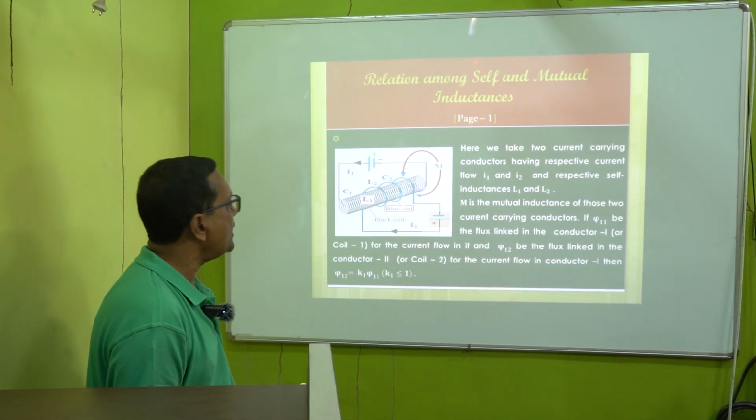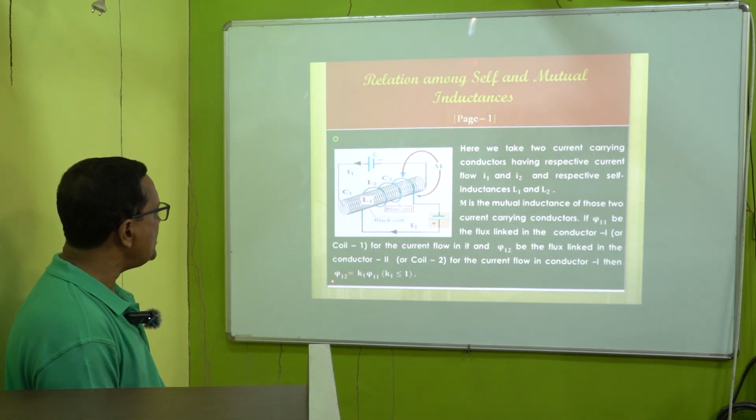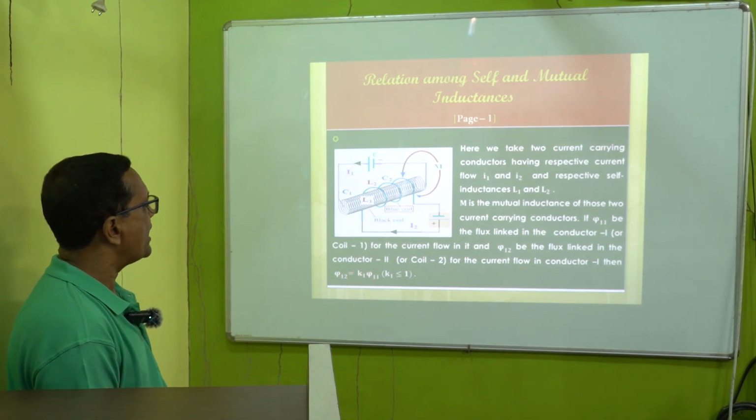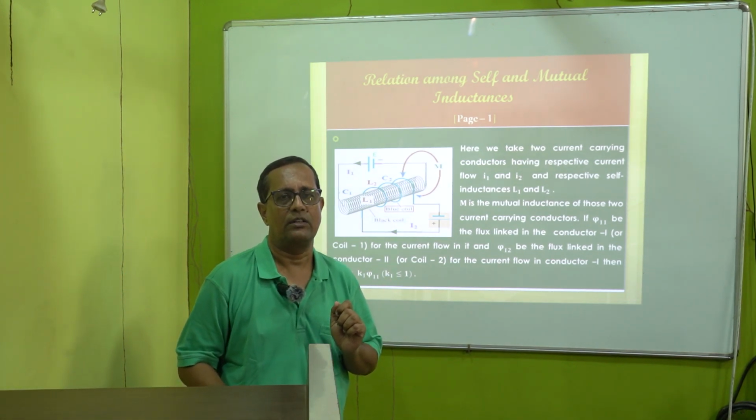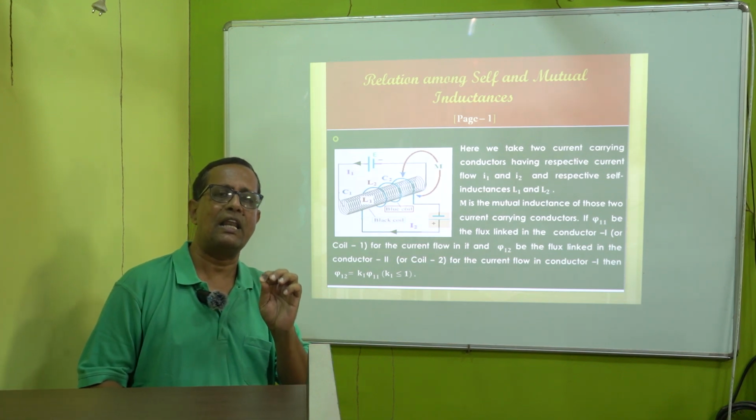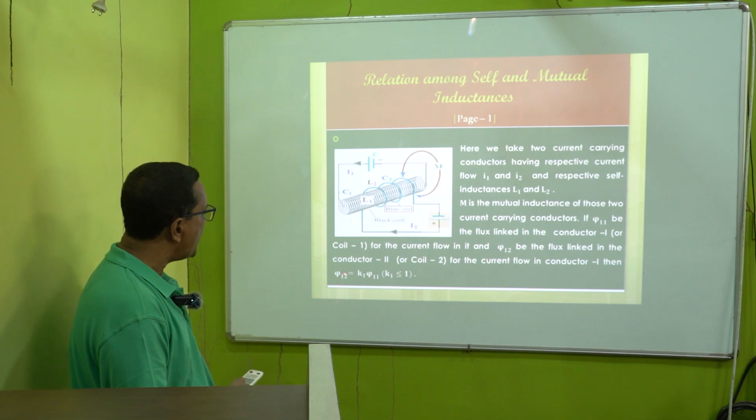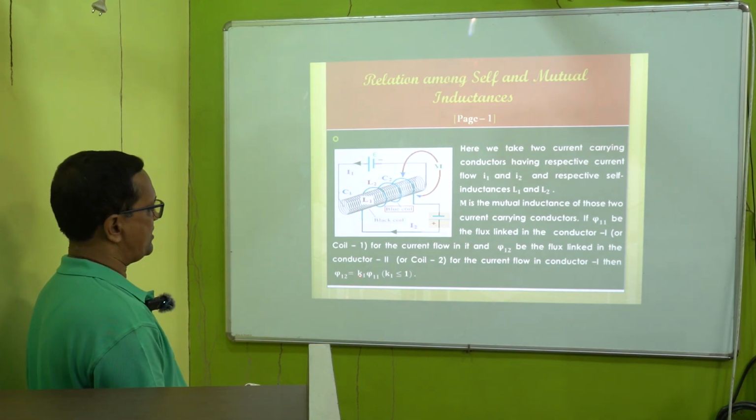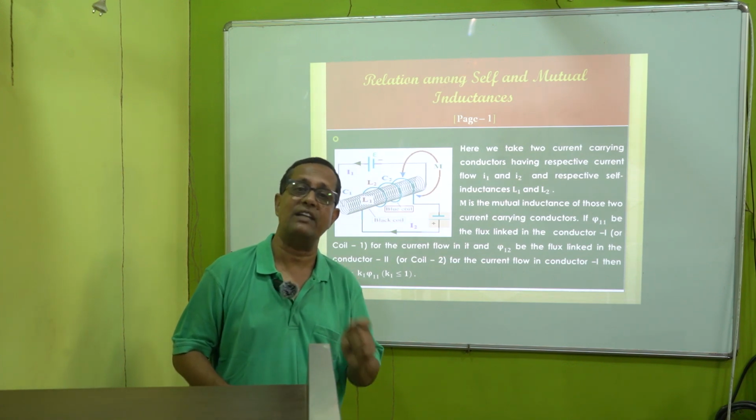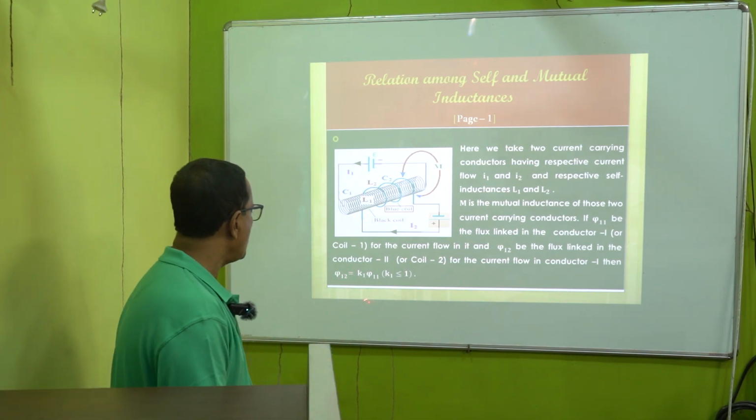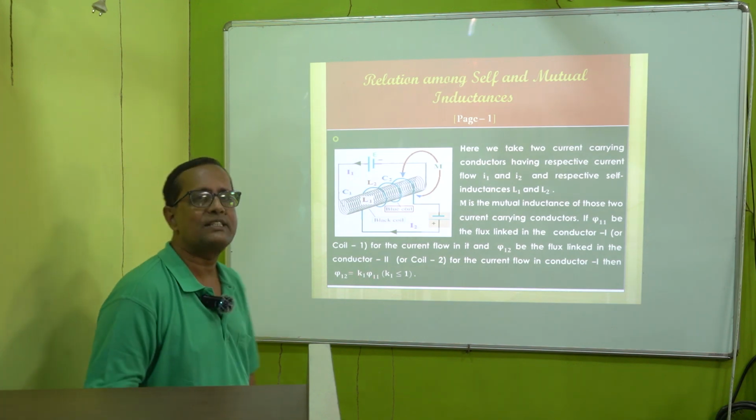So I can write the relation between phi 12 and phi 11 as phi 12 is equal to K1 phi 11, where K1 is less than or equal to 1. K1 may be 1 or a fraction. Since phi 12 is less than or equal to phi 11, the relation can be written in this fashion, with the constant K1 being 1 in ideal coupling or less than 1.